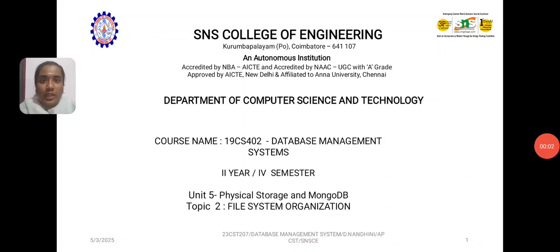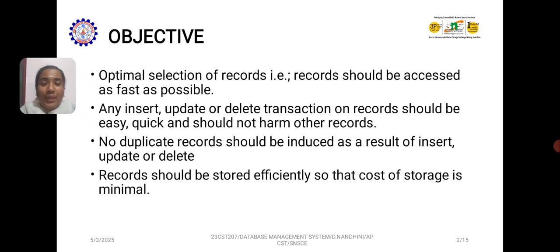I am Nandini D, working as an assistant professor in SNS College of Engineering at the Department of Computer Science and Technology. Today we are going to see a topic in database management system on file system organization. Let us see what is file system organization. The main objective of this is what we can see.